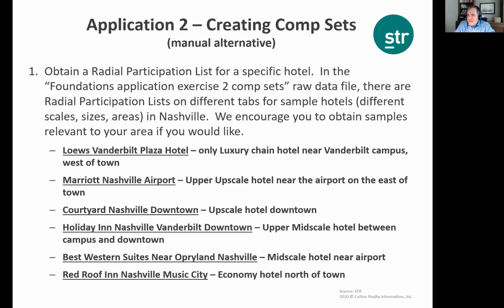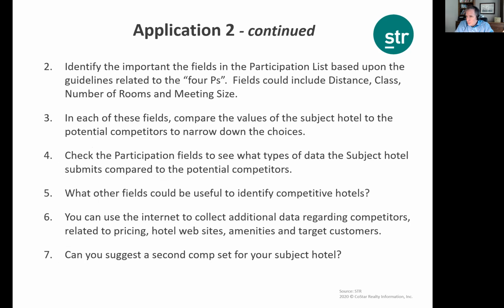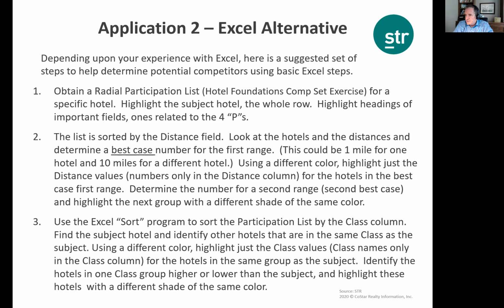Now, when it comes to the application, we give 2 alternatives. The first one is sort of a manual alternative. We provide a radio participation list for different hotels, just like we did for the Lowe's, and then we have the groups go through that. We have steps that they follow: identify the fields that help understand the 4 Ps, the ones that are related to the 4 Ps, compare the values of the potential competitors, and go through that list. Let's take a look at this one though.